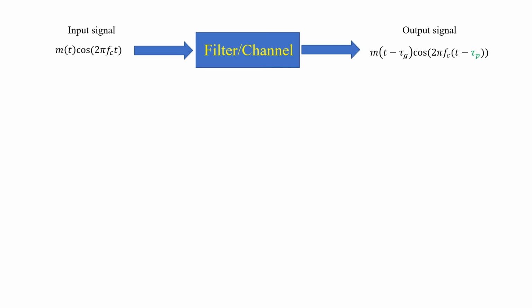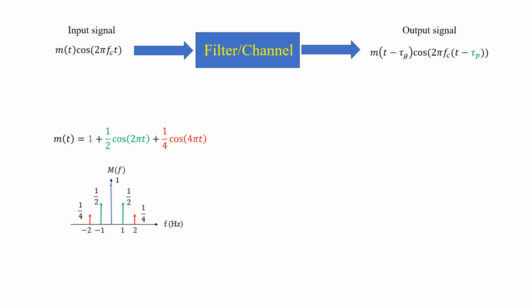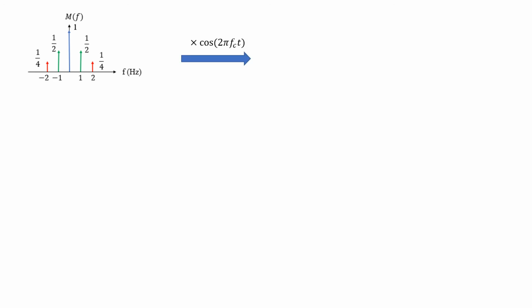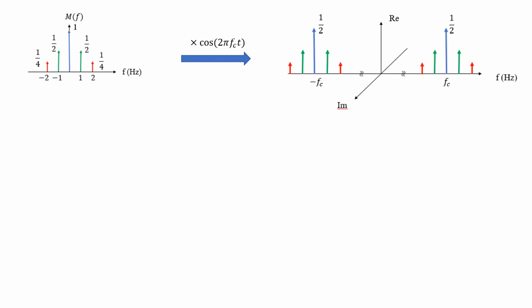Suppose we let our m of t be exactly equal to the example shown earlier, and our channel has the frequency response shown here. What will happen to this signal when it passes through? Well, first recall that in our original setup, we didn't just send in m of t. We sent m of t times cosine 2 pi fc t. Therefore, from prerequisite knowledge numbers 2 and 3, our input signal should look something like this.